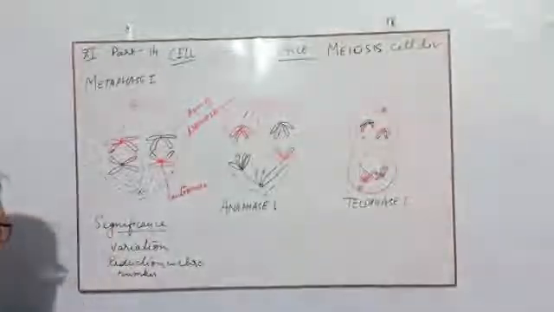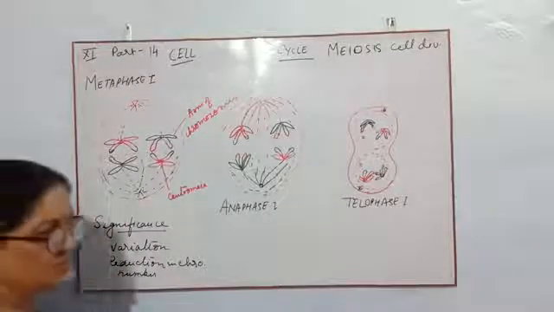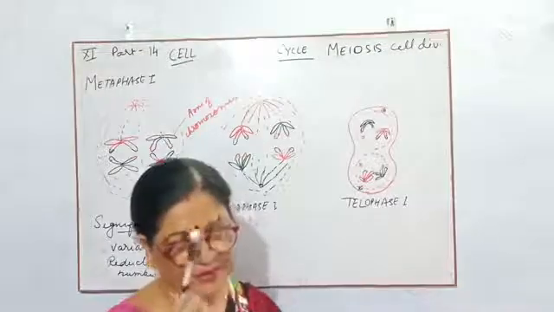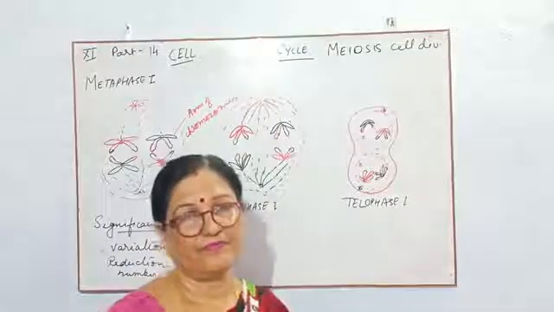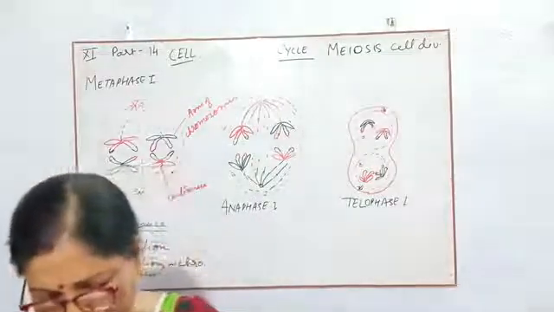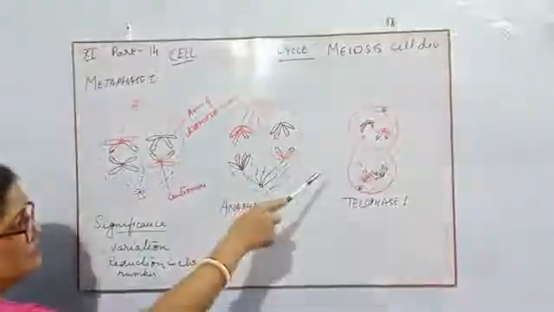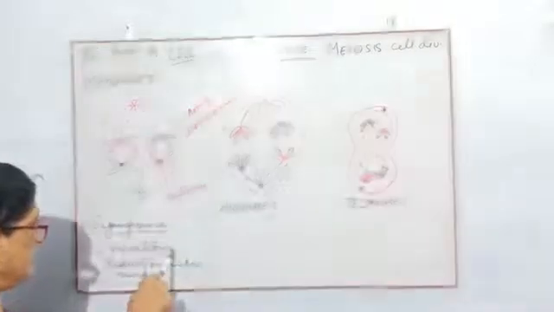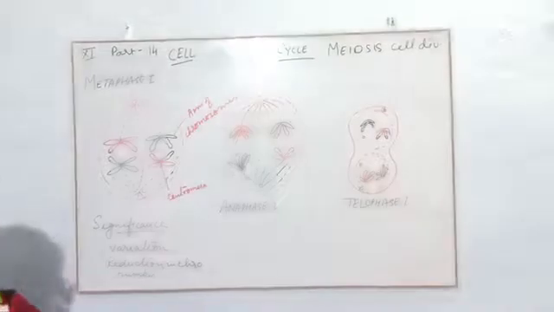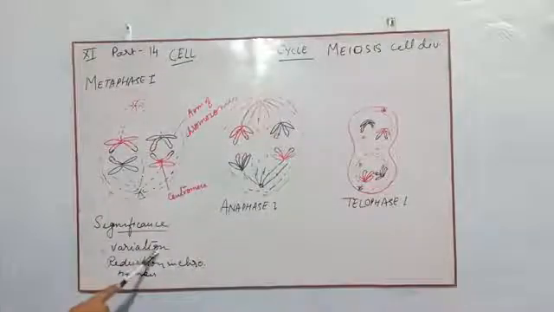Now children, the significance of meiosis 1. Again I want to tell you that only during meiosis can we change the number of chromosomes from diploid to haploid. First, due to crossing over, an animal or human being can get variation; even though the parents are the same, they can get variation.